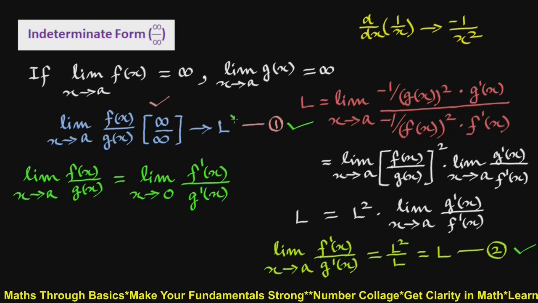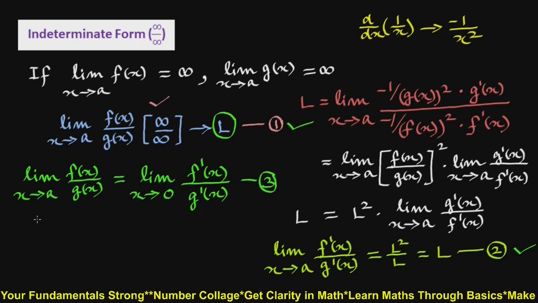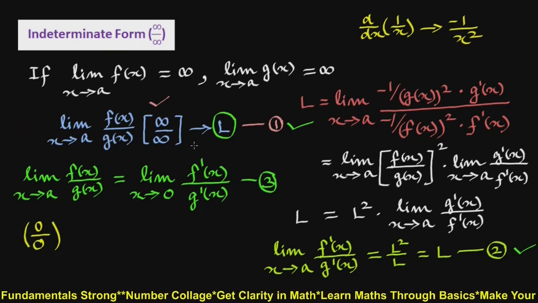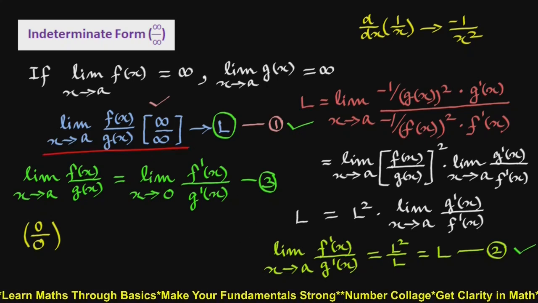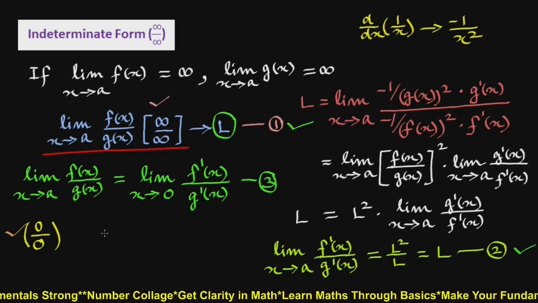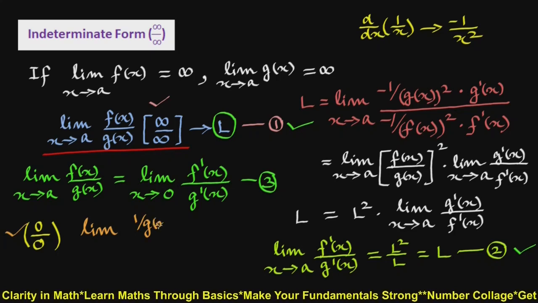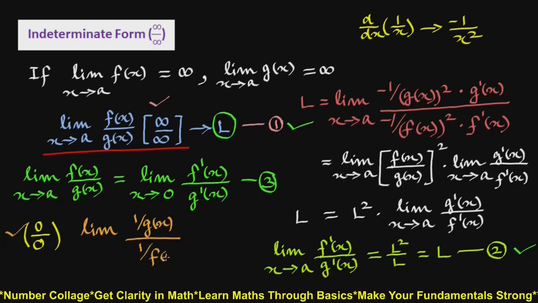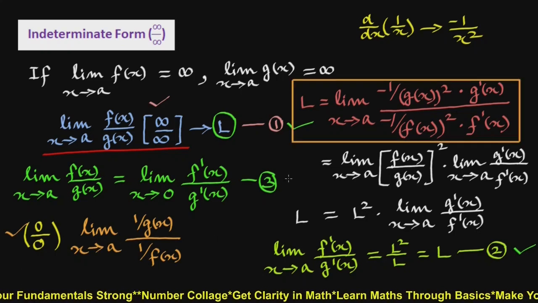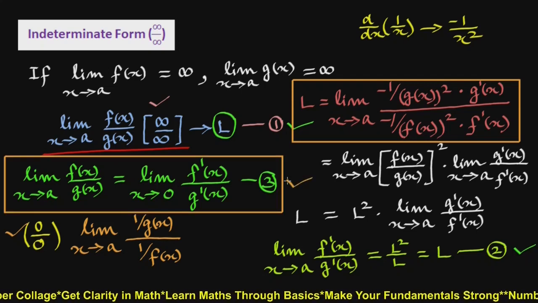So for a finite limit L, this statement 3 is same as we use for indeterminate form 0 upon 0. So if the given form is like this, we can convert it into indeterminate form 0 upon 0 by writing it as limit 1 upon g(x) upon 1 upon f(x) as x tends to a, and then differentiating, we get limit like we get here in expression 3.